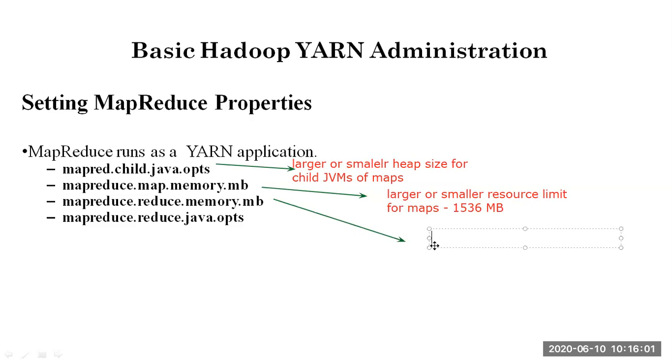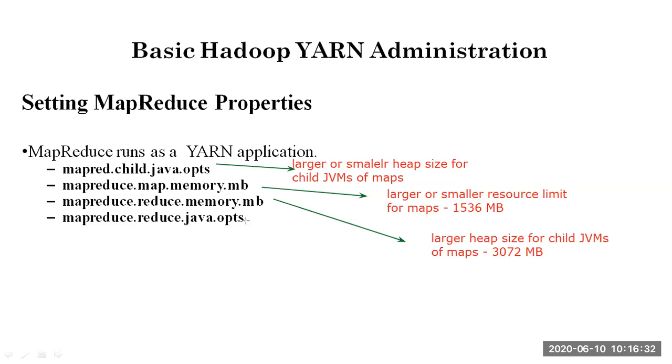And third, mapreduce.reduce.memory.mb. As the name itself tells, it is for reduce, which provides you a larger heap size for child Java virtual machines. By default, this will be 3072 MB. And again, it depends on the configuration.